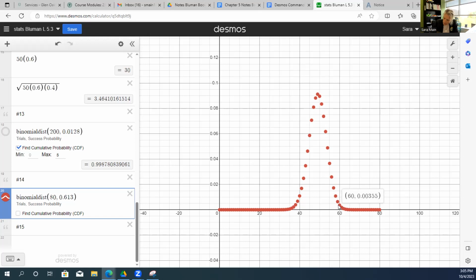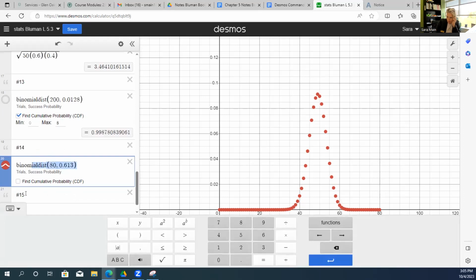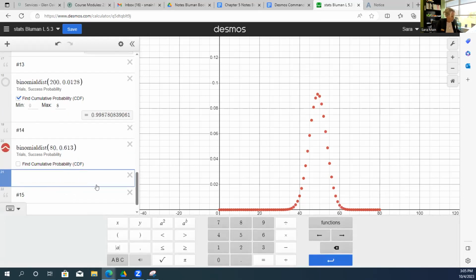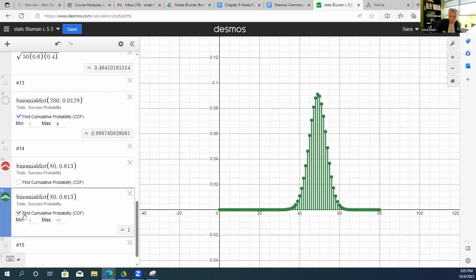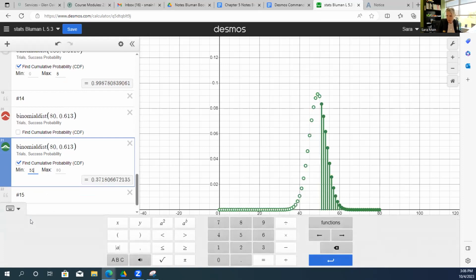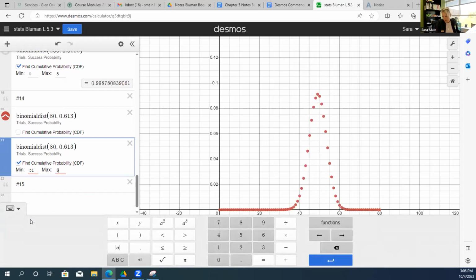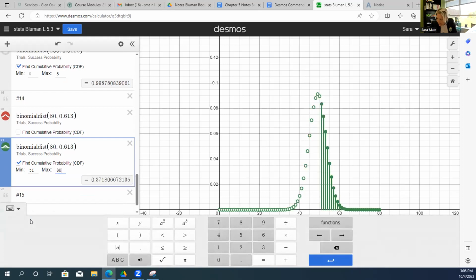And then the next part says, find the probability that DeAndre scored with more than 50 of these shots. So the probability that X is greater than 50. So I'm going to copy that. And then more than 50 means I'm going to use the cumulative, and I'm going to go from 50 up to 80. And that probability is 0.3718.